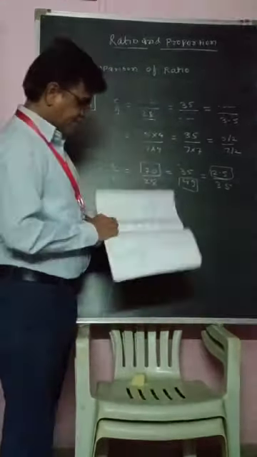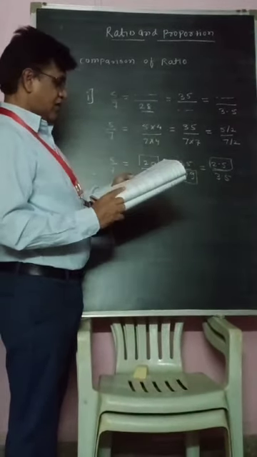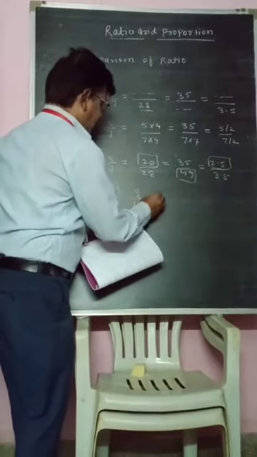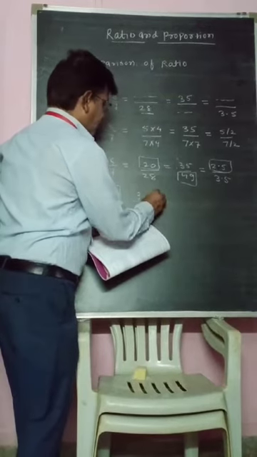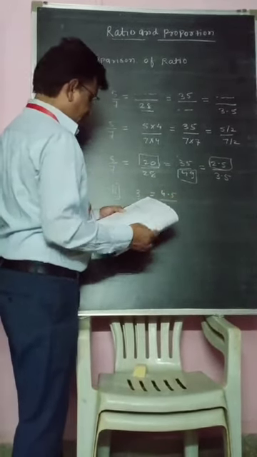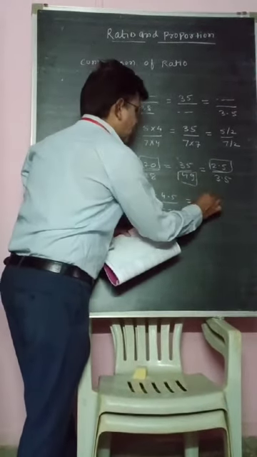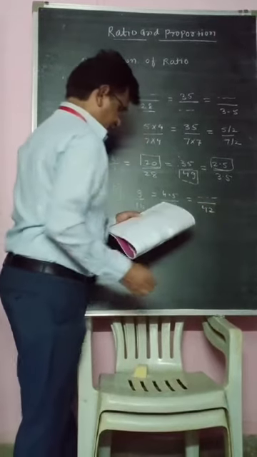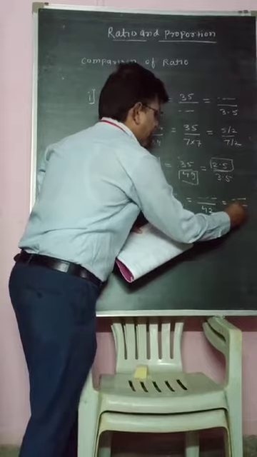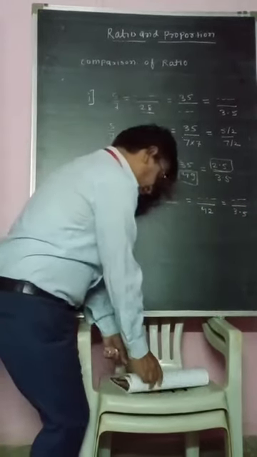The second question is: 9 by 14 is equal to 4.5 by dash, is equal to dash by 42, is equal to dash by 3.5. Right, now see here how to find out.